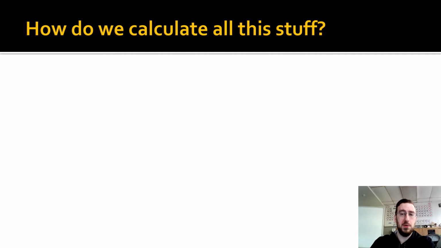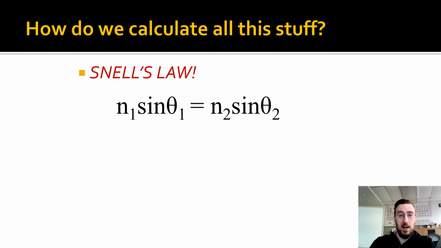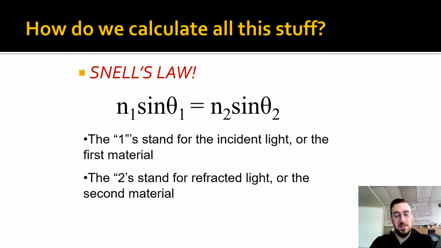The thing we're going to use to calculate all this stuff is Snell's law, which says N1 sine theta 1 equals N2 sine theta 2. Yes, trig functions, exciting. The 1 stands for the incident light, so the left side of this equation is the incoming stuff. N1 is the index of refraction for the first material. Theta 1 is the incident angle, or angle of incidence, which is the angle that the incoming light makes with respect to the normal line. And N2 and sine theta 2 are exactly the same thing, just for the refracted material or the second substance.